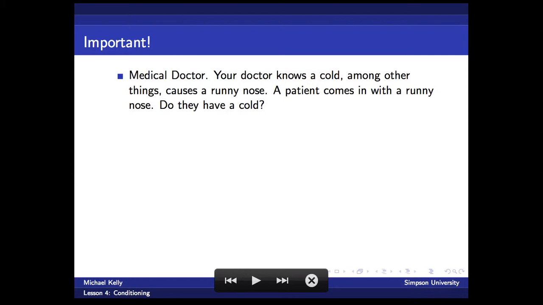So, for example, doctors know what symptoms are correlated with what diseases. For example, he knows if you have a cold, you're going to have a runny nose. Of course, a lot of other things could also cause a runny nose, but a cold is one of those things. So, as a patient, you come to your doctor and you have a runny nose. The doctor has to ask, does that runny nose imply or indicate that you just have a cold? Or could it be something else?